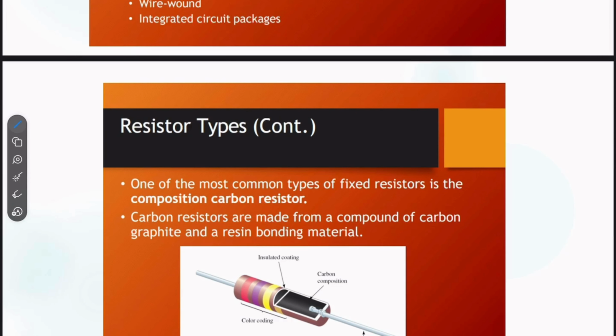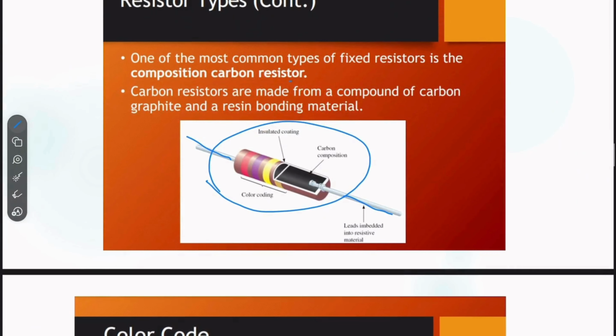One of the most common types of fixed resistor is the carbon composition resistor. Carbon resistors are made from a compound of carbon, graphite, and a resin-bound material. So this is an example of the resistor. We have the insulating coat, the color code, and the carbon composition. That's the lead for the resistor, the metal lead.